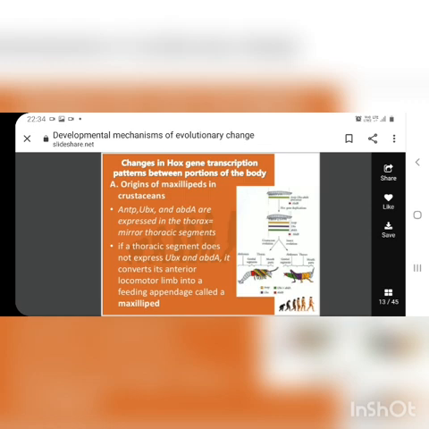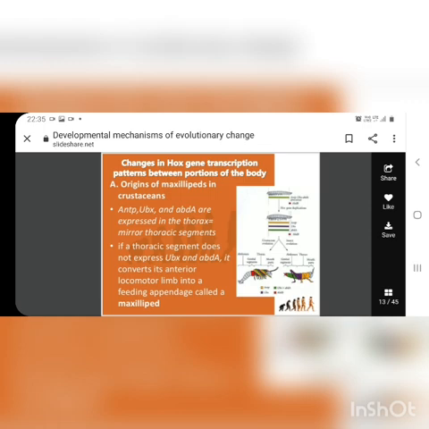Also, this was what we talked about in invertebrates. We took the example of phylum Arthropoda members. Now, change in Hox gene expression between body segments is also observed in vertebrates. Hox genes in vertebrates determine the type of vertebral structure formed.